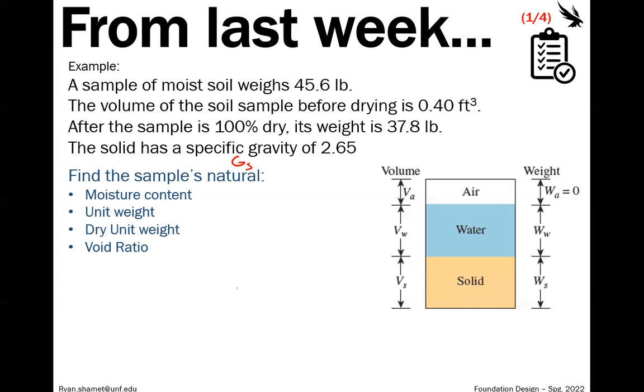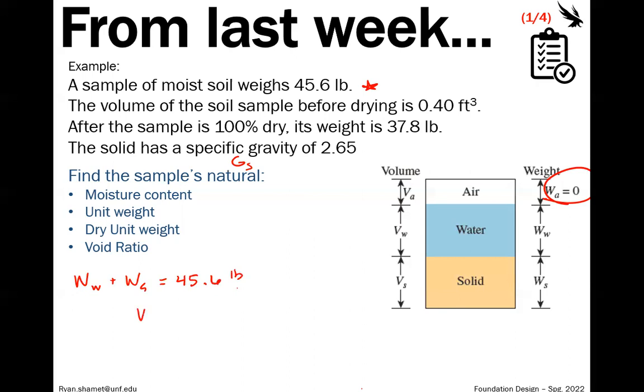So first, what we're given is that in its moist state, we have two things that have weight. We have the weight of water and the weight of the solid material, right? Because the weight of air is 0. So for that, we're told that it's weighing 45.6 pounds.